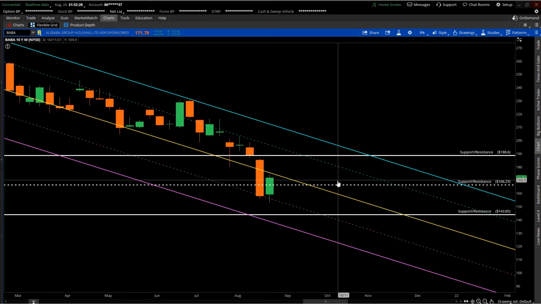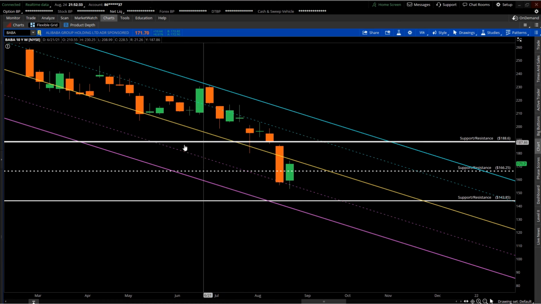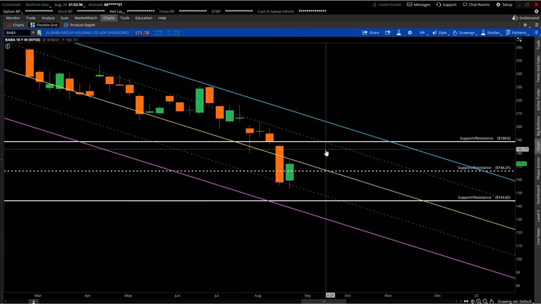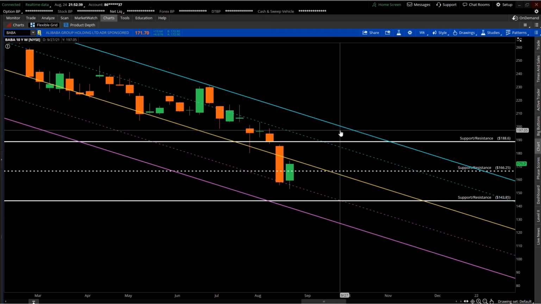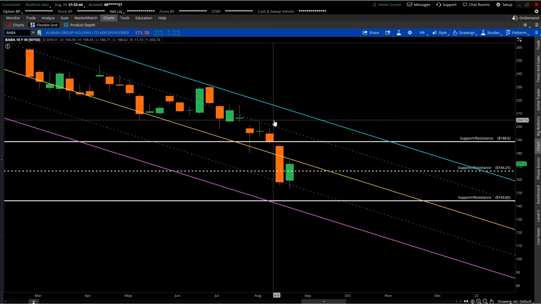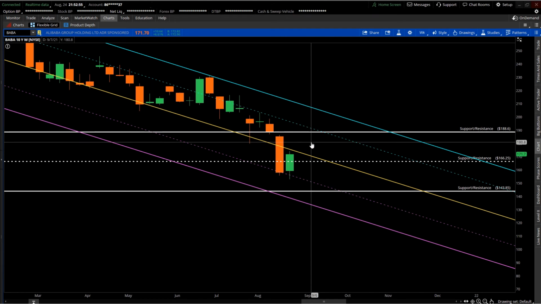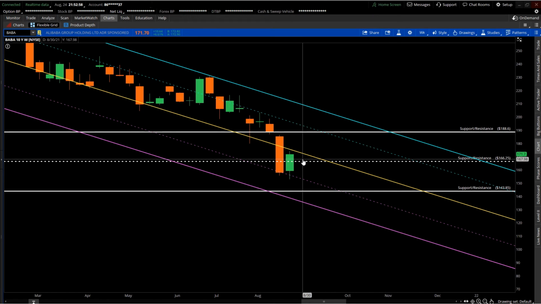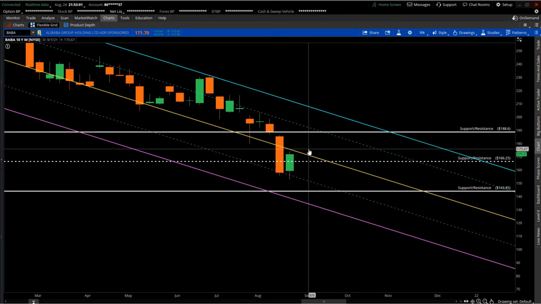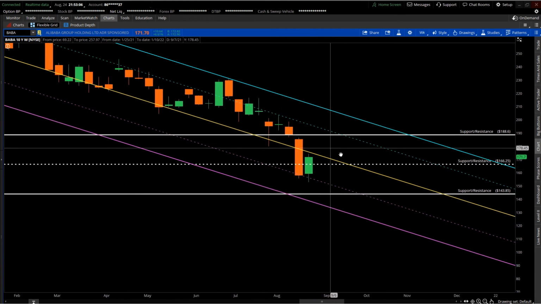But there is a probability that because price has been respecting this upper band and this 188 level, even if it gets above 188, it has to contend with this top channel. So with the negative news that's coming out of China, as well as the trade war, I think that's more pressure added to the price of this stock, as well as the other Chinese companies like NIO and a few others.